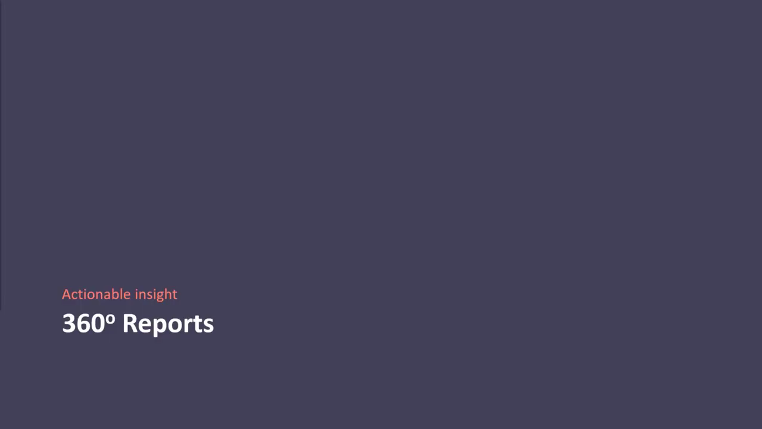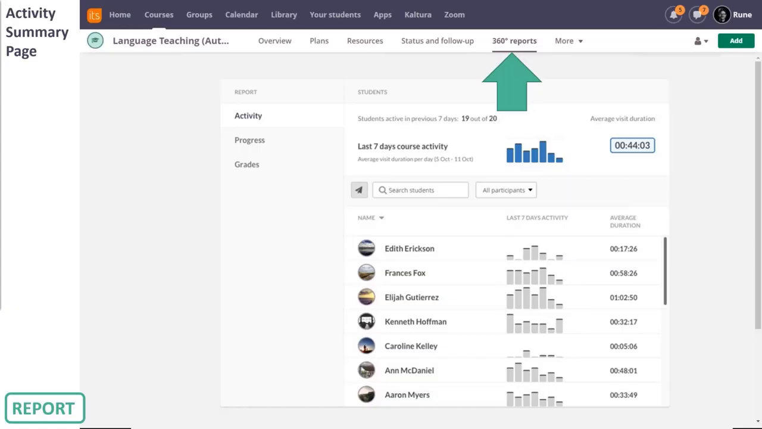All right, finally in the presentation, we have actionable insights. Now in every course's menu, you have the 360 reports. And these reports are divided into three categories: the activity report, the progress report, and the grades. The activity report gives a look at student activity within the course in the past week. And what I think teachers love is the ability to act directly on this content.